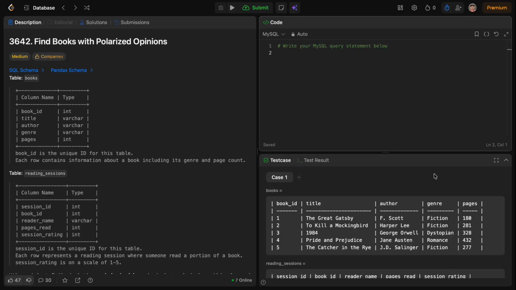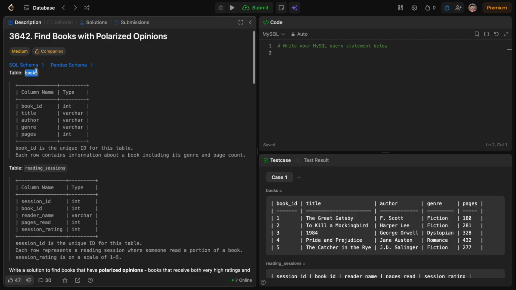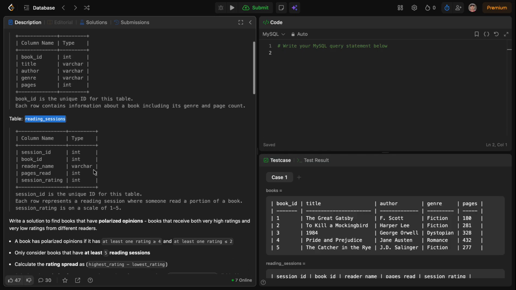Let's solve again a medium level question from the SQL series. The question is: find books with polarized opinions. We have two tables, the books table and the reading sessions table.